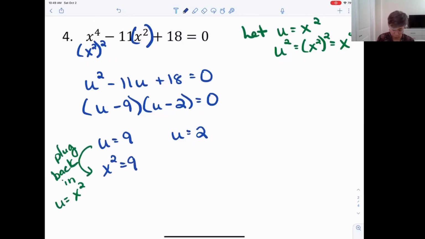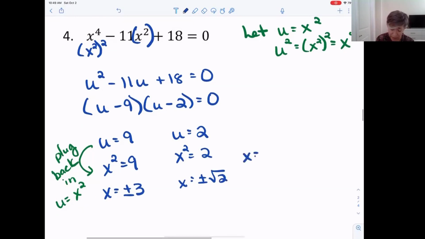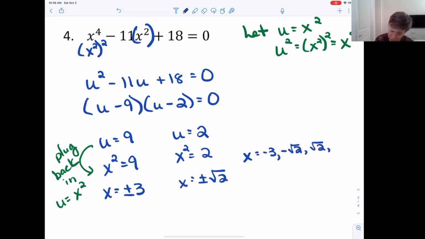So when you take the square root of both sides, we would get x equals plus or minus 3. And over here, if x squared equals 2, then x would equal plus or minus the square root of 2. So technically, we have 4 different solutions. We have a negative 3, negative square root of 2, square root of 2, and a positive 3 if we were to write them in numerical order.